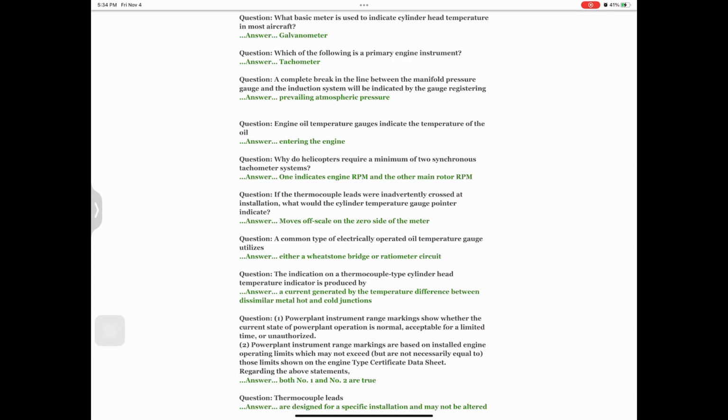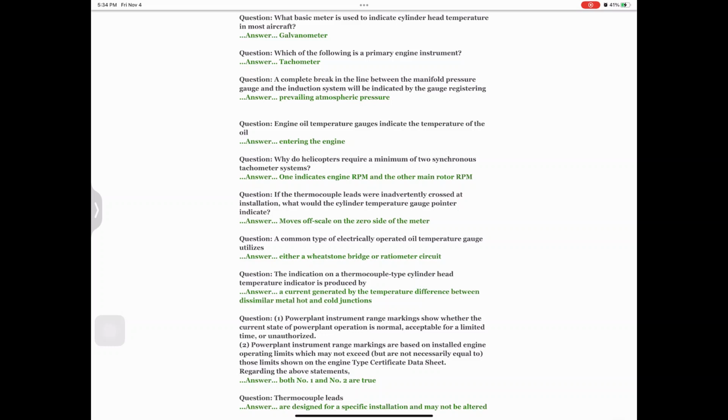Question: the indication on a thermocouple type cylinder head temperature indicator is produced by, answer, a current generated by the temperature difference between dissimilar metal hot and cold junctions. Question: 1. Powerplant instrument range markings show whether the current state of powerplant operation is normal, acceptable for a limited time, or unauthorized. 2. Powerplant instrument range markings are based on installed engine operating limits which may not exceed, but are not necessarily equal to, those limits shown on the engine type certificate data sheet. Regarding the above statements, answer, both number 1 and number 2 are true.